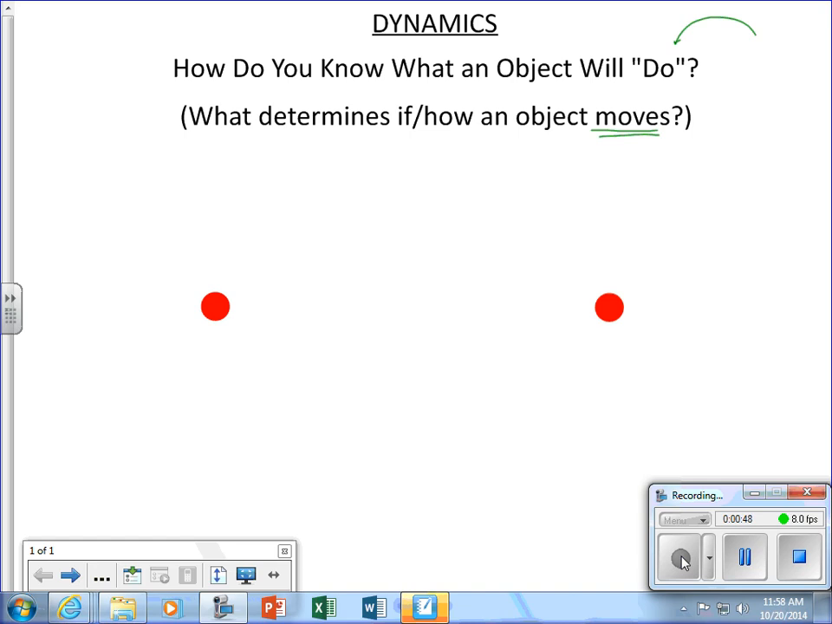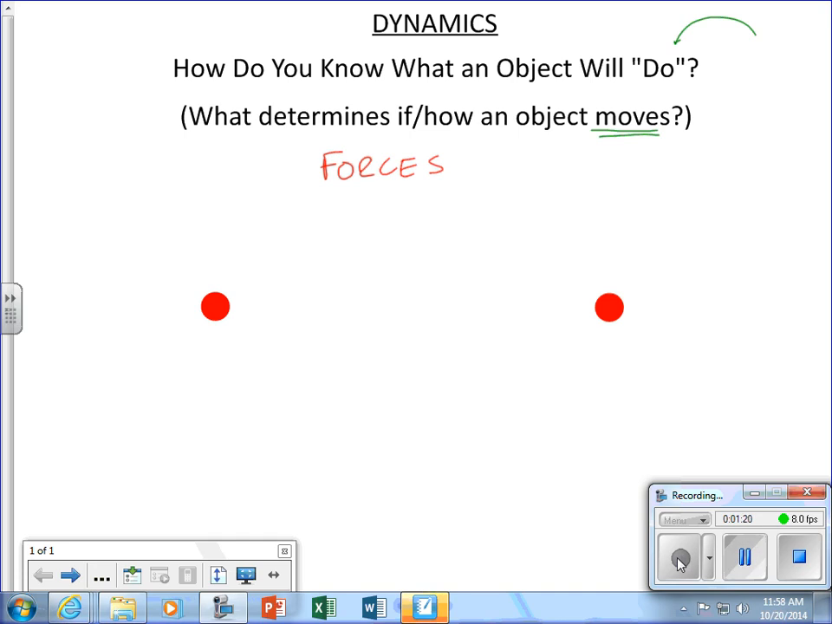But the question in this unit is, what is it that's responsible for an object moving in the way, or the ways, that it does? How do you know what an object will do? What determines if and how an object moves? Well, the one-word answer to that question is forces.